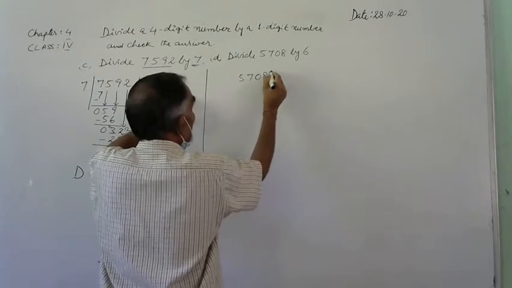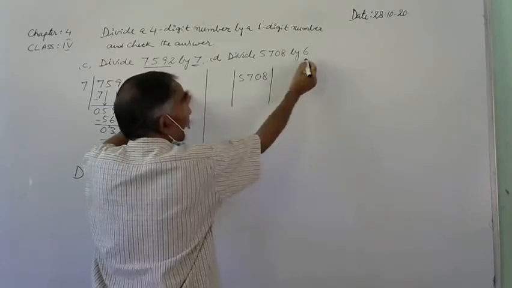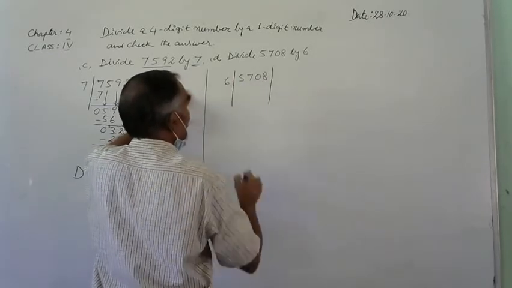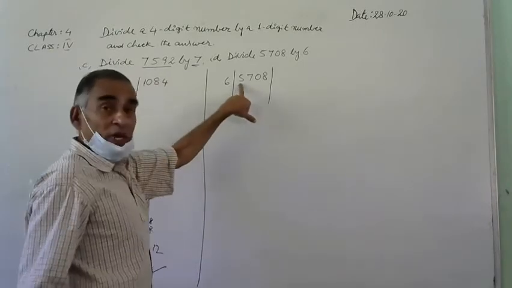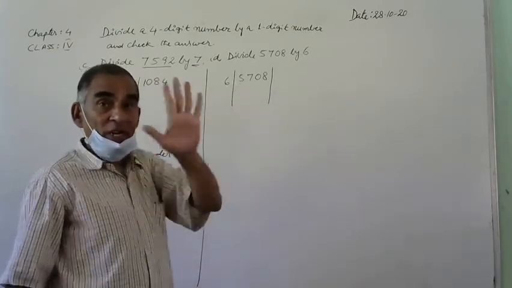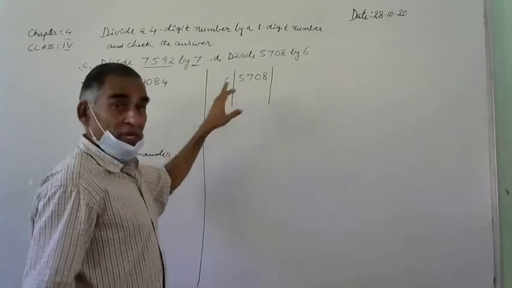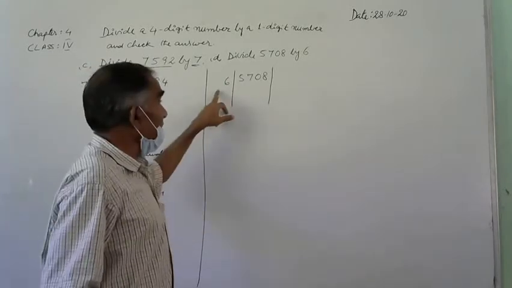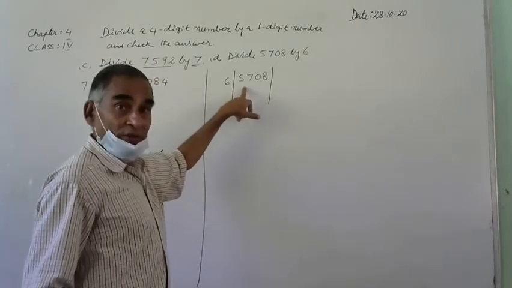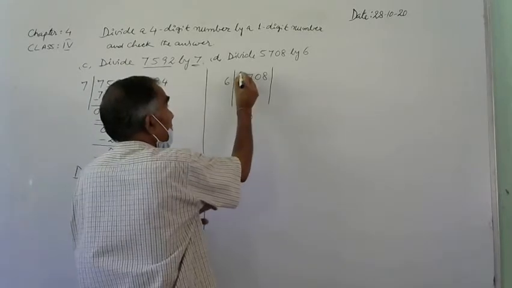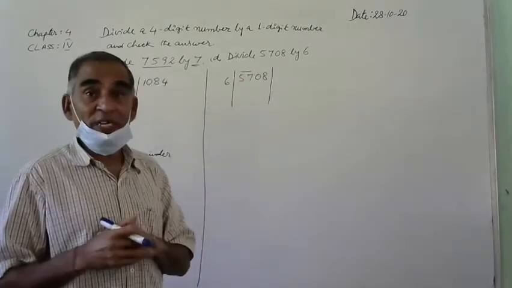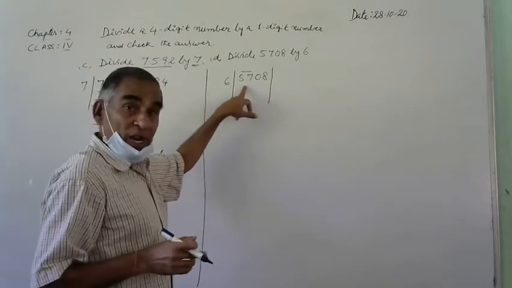5,708, right? You draw two lines, the divisor you write on that side. Now you see the highest place is 1,000. In 1,000, how many thousand here? 5,000. What is the divisor? 6. But 6 is bigger than 5. If 5 is smaller, take one more place. What is that? 57. 57 is bigger than 6.